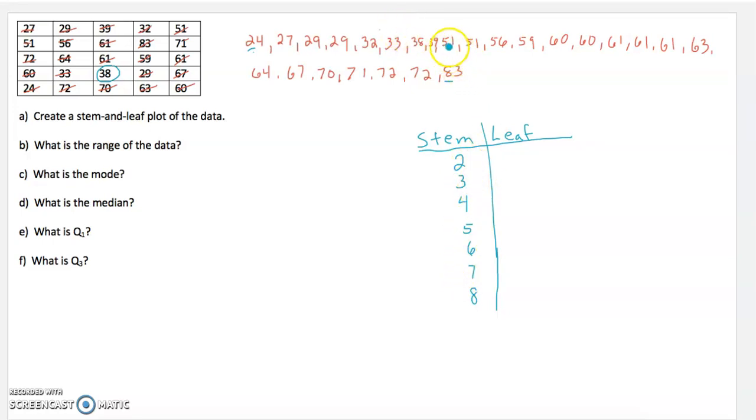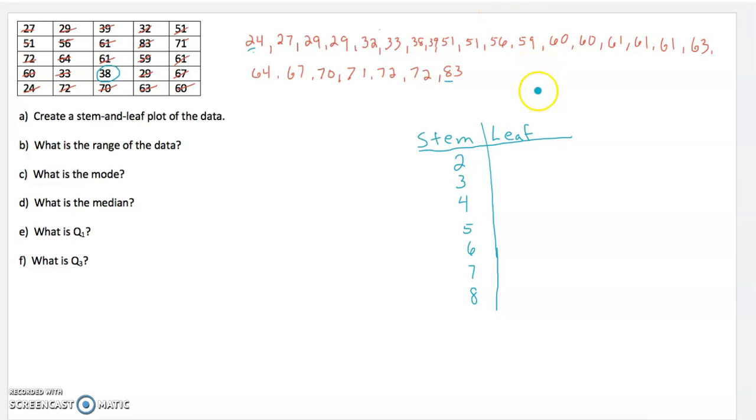Now notice here that there are no numbers that are in the 40s, but I'm still going to put that 4 there to represent numbers in the 40s. And when we see the stem and leaf plot completed, that in and of itself gives us some information. We're able to tell right off the bat there are no numbers that are in the 40s.